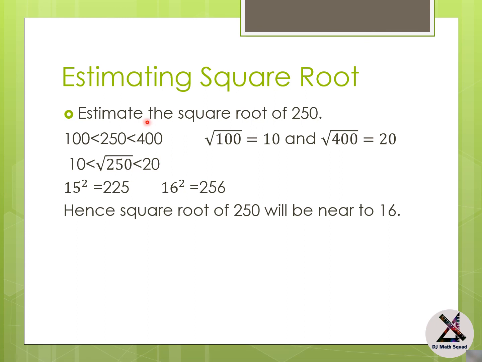Now one more method is there, which is estimating square roots. You can estimate the square root, finding the number which is nearest to it. Suppose you have to find the square root of 250. So 250 is in between 100 and 400. And you know the square root of 100 is 10 and the square root of 400 is 20. It means the square root of 250 will be in between 10 and 20. Right? This is how we check it. Because 10 and 20 are easier, we have used 10 and 20.